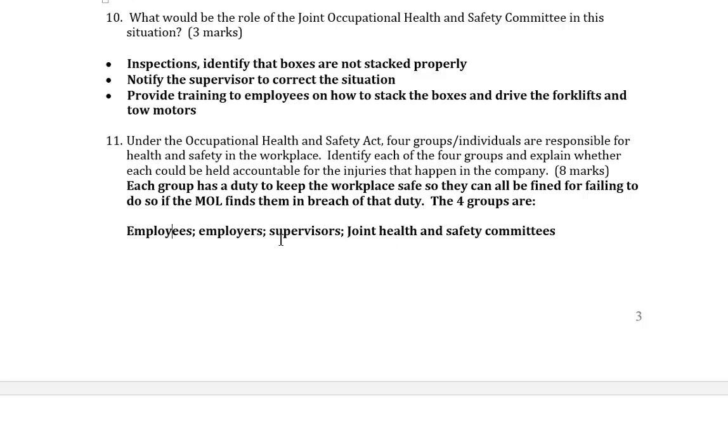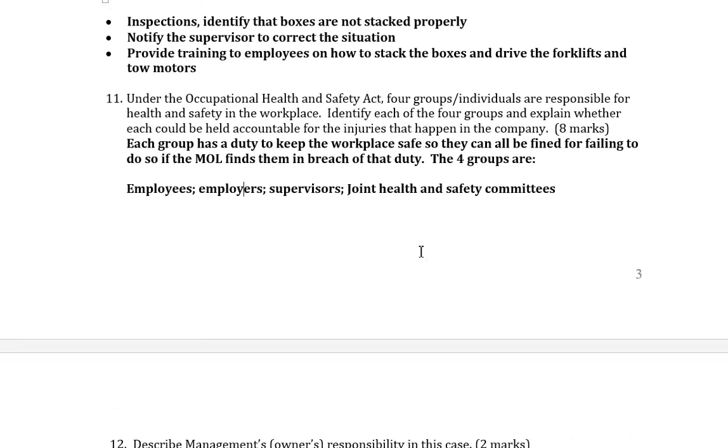Well, they would be the employees, employers, supervisors, and of course the committee itself. So any of these people could be fined as employees, as volunteer members, as supervisors, and the employer if health and safety rules aren't being followed. And particularly if we have something that happens that causes death or permanent injury to workers.